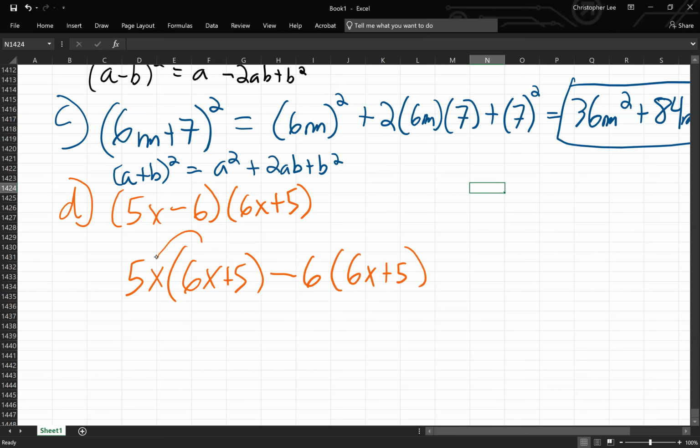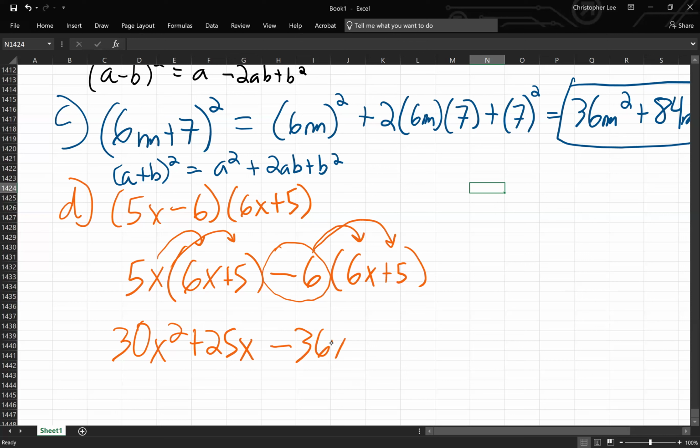All you have to do is distribute, right? So 5x times 6x, that's gonna give me a 30x squared. 5x times 5 plus 25x. Take the whole thing, negative 6 times 6x, and then times 5. So this is going to give me a negative 36x. Negative 6 times 5, negative 30.